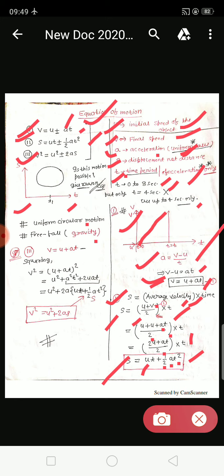Now in the equation of motion v equal to u plus at, what you need to do is square both sides. This side is called left hand side, this side is called right hand side, LHS and RHS. Both sides you square it. So we will get v square equal to (u plus at) whole square. Now what is (a plus b) whole square? That is a square plus b square plus 2ab, mathematics. And (a minus b) whole square is a square plus b square minus 2ab.